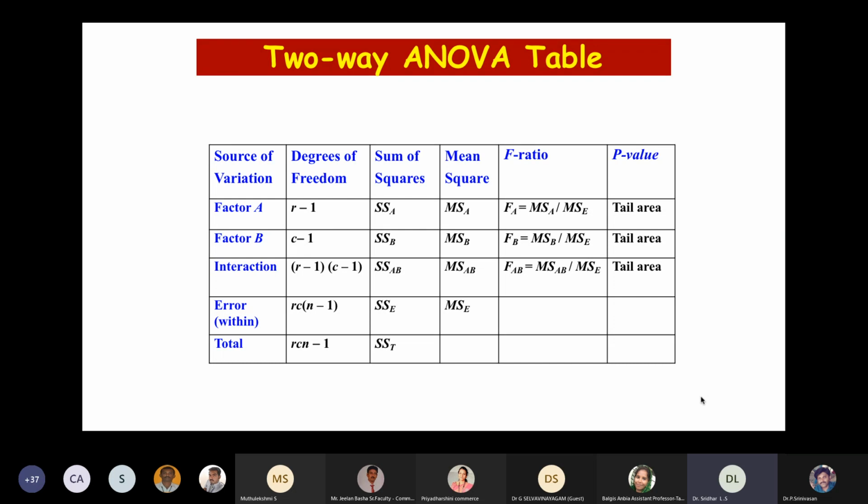This is very important. This two-way ANOVA talks about the interactions, whereas the one-way ANOVA is not talking about interactions. The two-way ANOVA is talking about the interaction. Interaction is a very good outcome, which tells whether factor A and factor B have a difference. That should be very important.